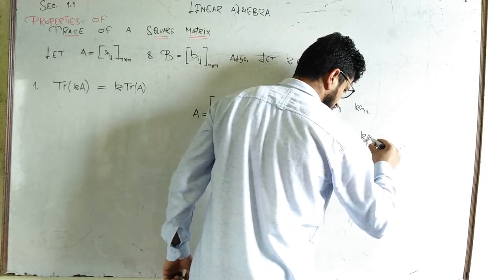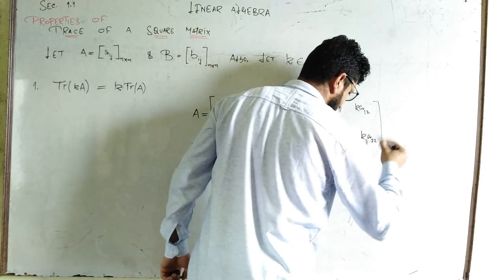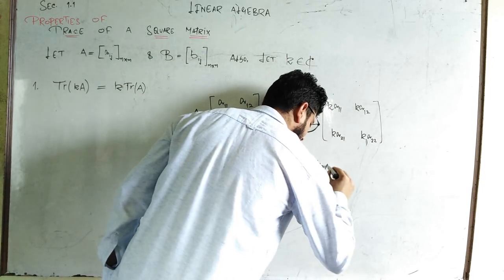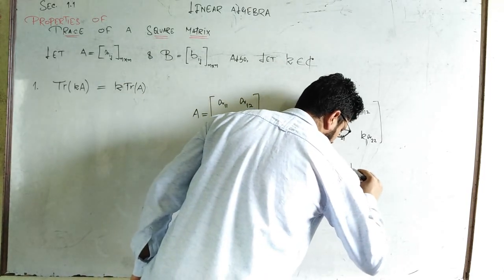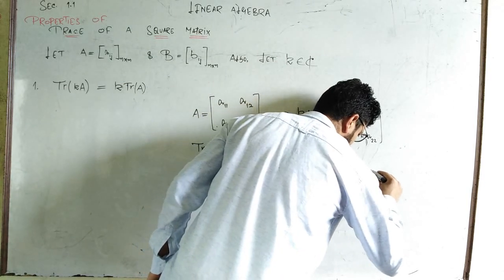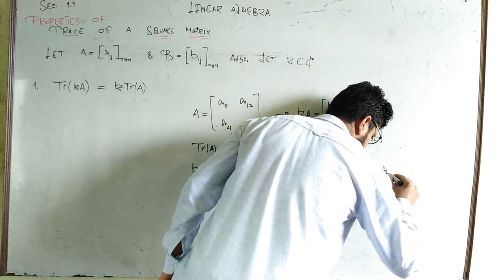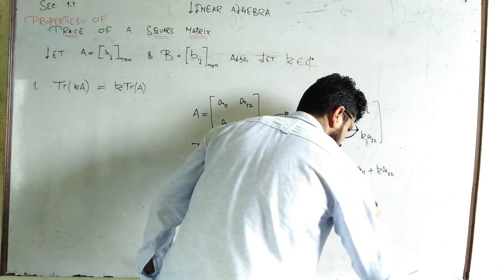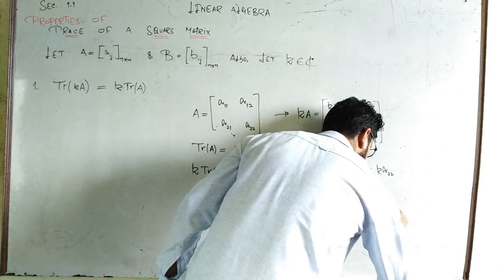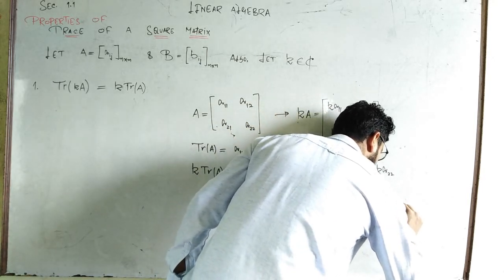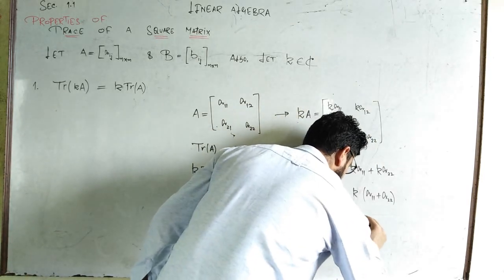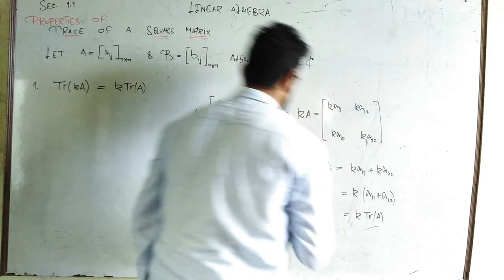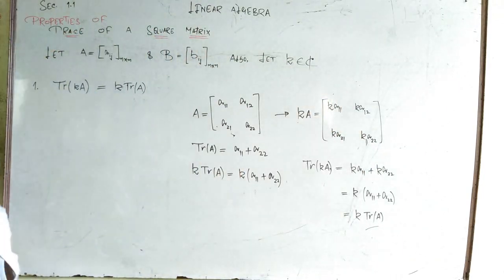K A 2. So what will be the trace of KA? It will be equal to KA11 plus KA22, which you can further write as K, taking out, then you have A11 plus A22. Now you know this is equal to the trace of matrix A. So this is the meaning of this result one.